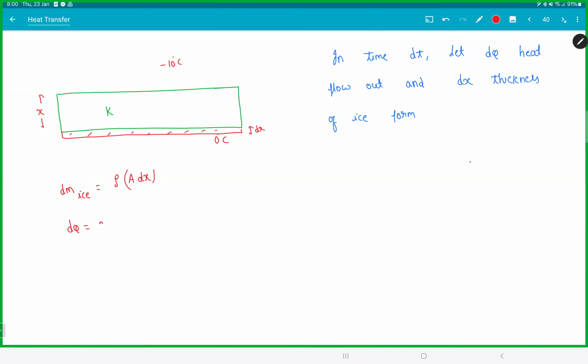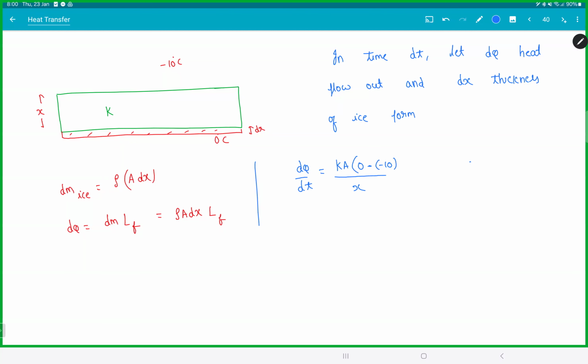To form this much ice, how much heat do I require? dq is equal to dm into LF. So that is rho A dx into LF. This comes from calorimetry, everyone. And dq by dt, this comes from conduction, is KA times the temperature difference, 0 minus of minus 10, by thickness x. So here what is variable? The length of the ice slab, the thickness of ice.